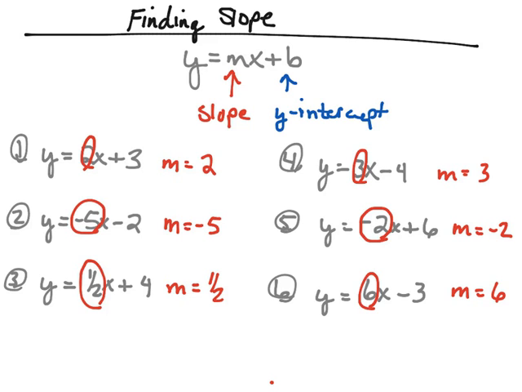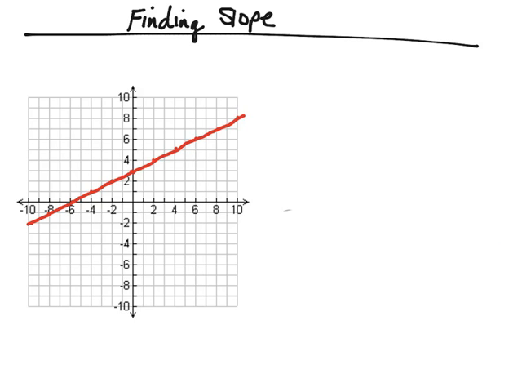So this is how we find the slope if we're given the equation in the form y equals mx plus b, or what we call the slope-intercept form. Alright, we're going to continue looking at how to find the slope. In the first 6 examples I gave you, we looked at how to find the slope given an equation.